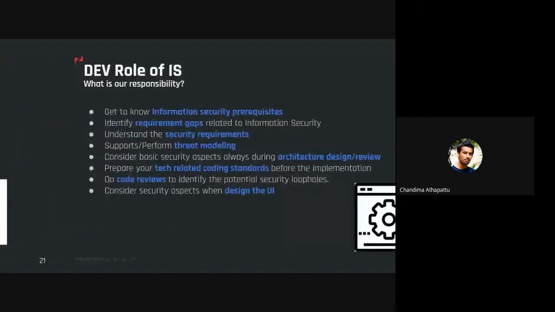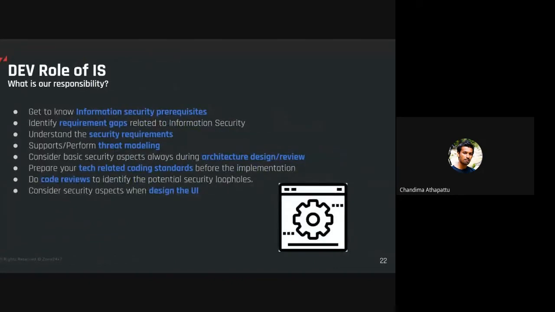So those are your responsibilities, right? As a developer, again, the requirement gaps are something that you should also look at, along with understanding the requirements and supporting threat modeling. Also during the architecture design review, the basic security aspects should be covered. Our architects always do that, but you need to review and see whether any basic things are not covered, right? Most importantly, ensure your technology related coding standards are followed before the implementation. And also do code reviews to identify security loopholes. And from the UI aspect, you consider security aspects of the UI. Those are very important things that you should do as a developer.